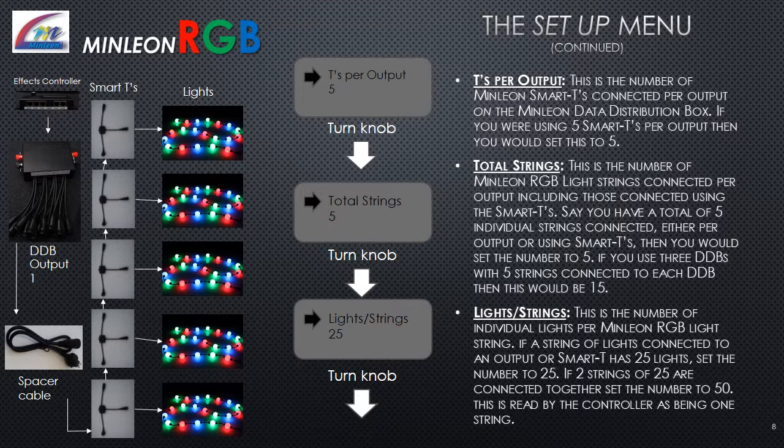Lights per string. This is the number of individual lights per Minleon RGB light string. If a string of lights connected to an output or Smart Tee has 25 lights, set the number to 25. If 2 strings of 25 are connected together, set the number to 50. This is read by the controller as being 1 string.